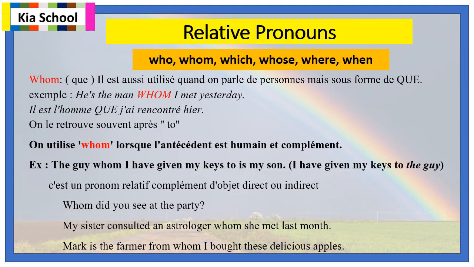On utilise whom lorsque l'antécédent est humain et complément. Exemple: The guy whom I have given my keys to is my son. Qui veut dire I have given my keys to the guy. C'est un pronom relatif complément d'objet direct ou indirect.